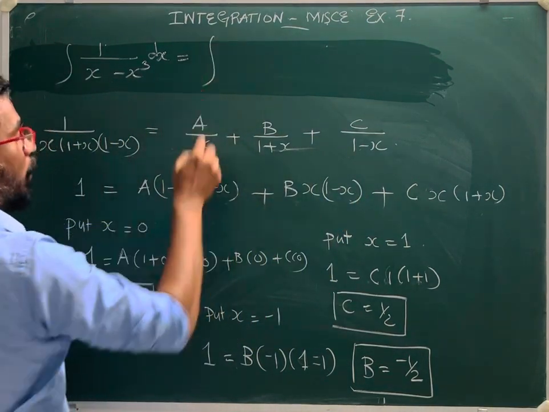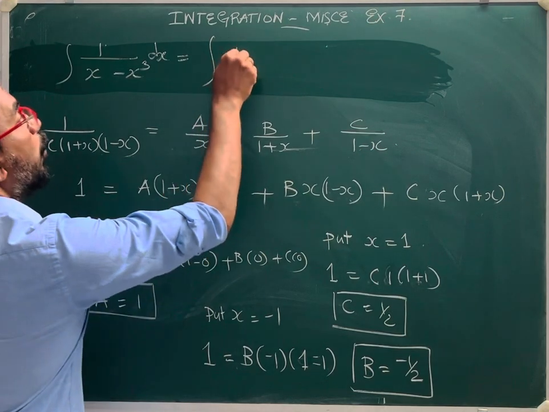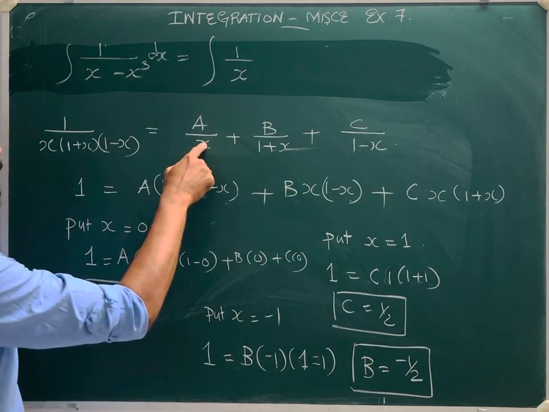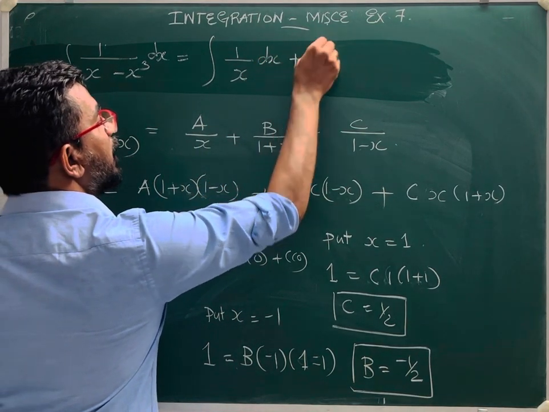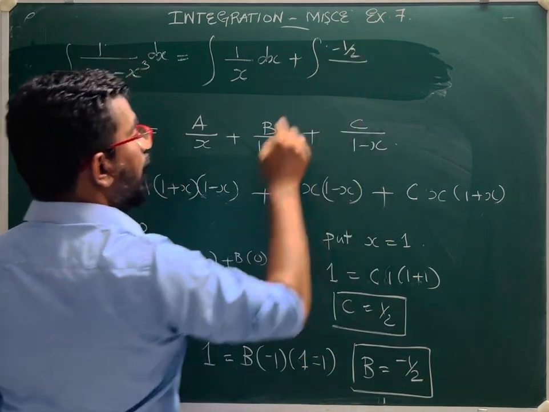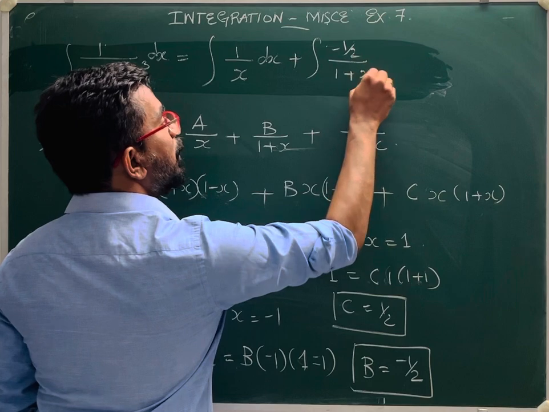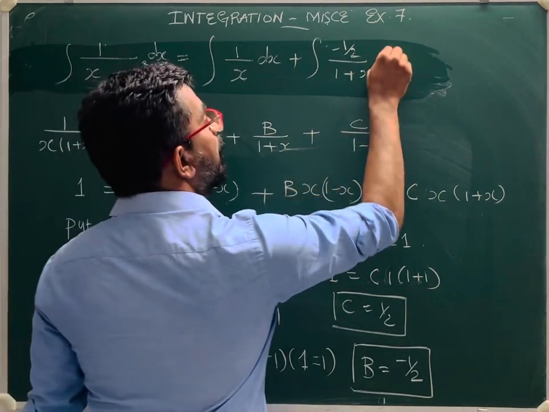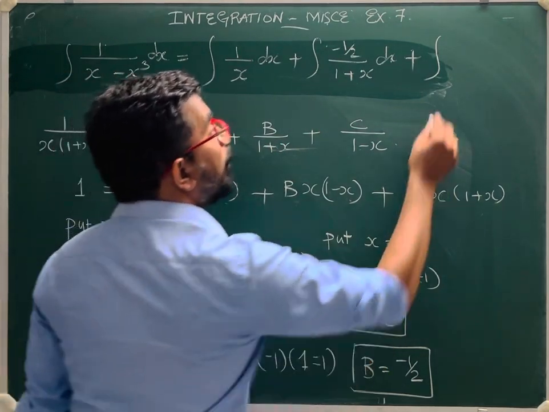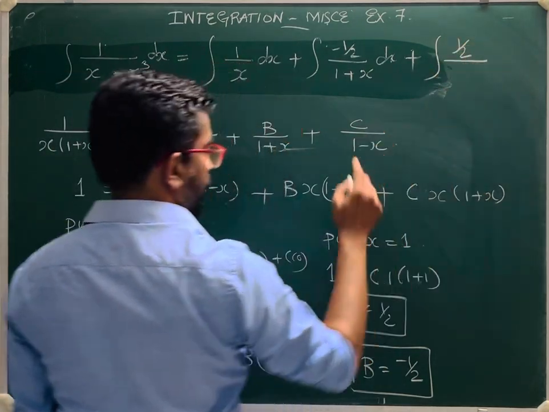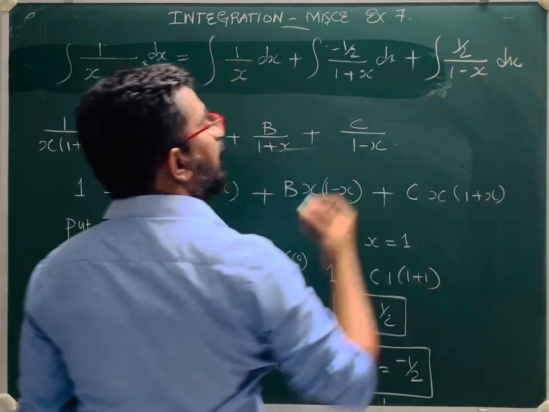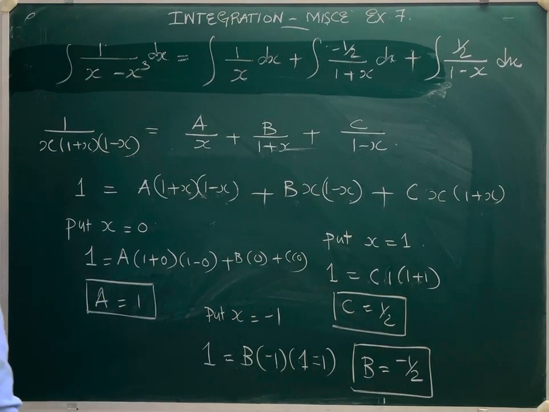That is integral, what is a? A value is 1. So 1 by x, see, in the place of a I put 1 and convert into this form, dx plus integral, in the place of b I have here minus 1 by 2. So minus 1 by 2 by 1 plus x. Whatever is the denominator, the same denominator you have to keep, dx plus integral, in the place of c what I will put, 1 by 2 by, that is the last term, 1 minus x dx. Now I am ready to integrate further.